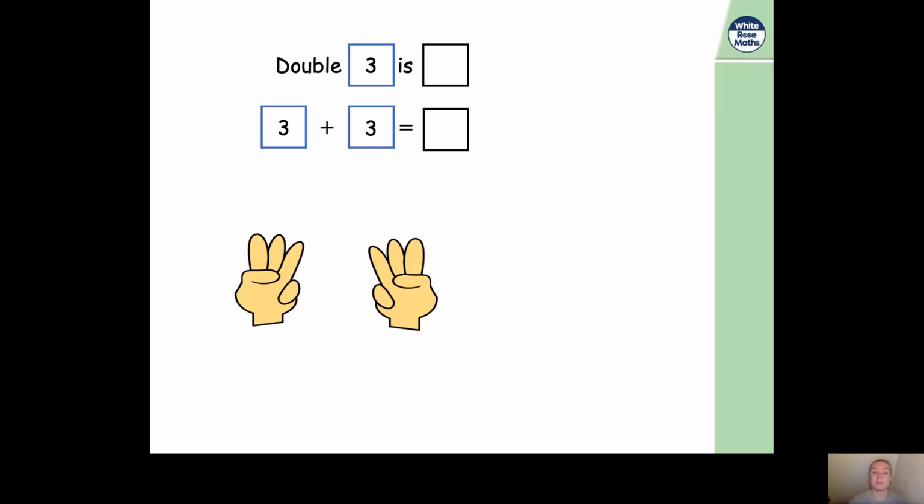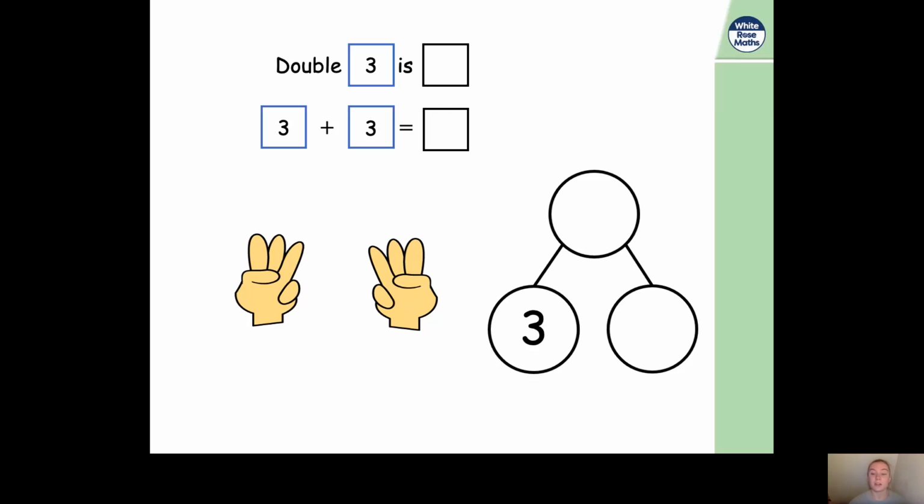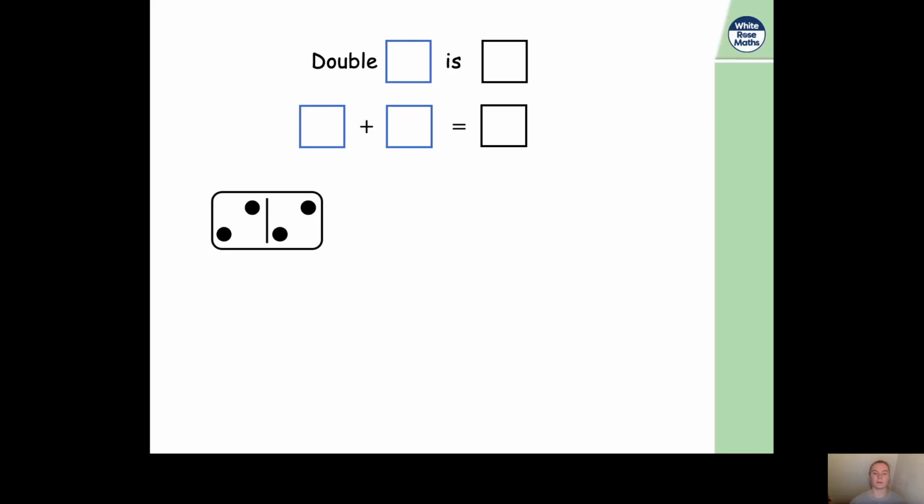Yes, 3 plus 3 is, let's check on our part whole, 6. Okay, so double 3 is 6. 3 plus 3 equals 6. Okay. Now the next one.